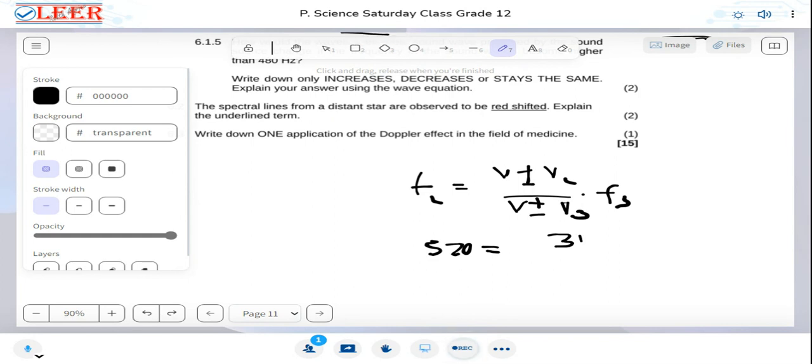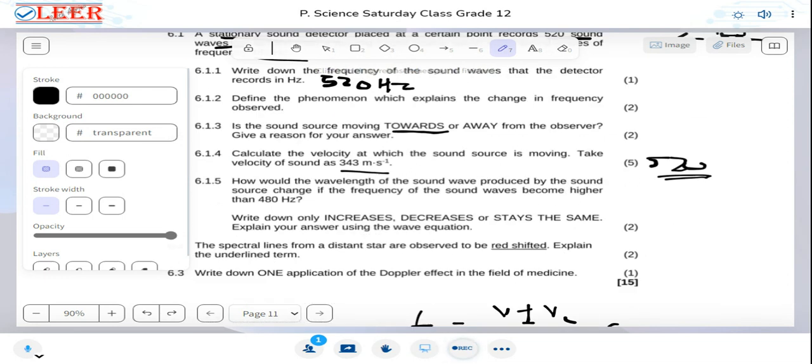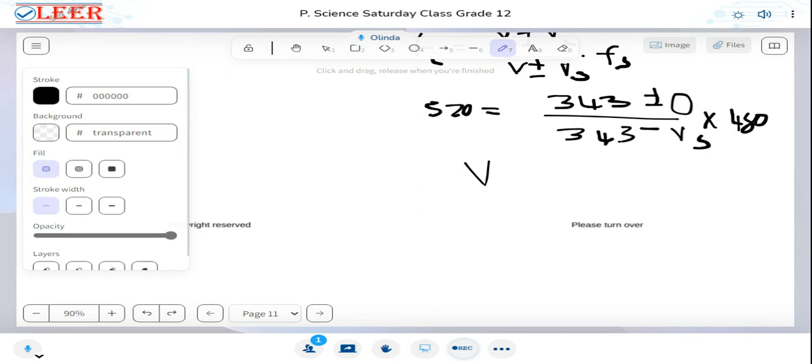So you have 343 over, plus or minus the velocity of the listener. We're told that it's a stationary sound detector, so that is 0. Then we have 343 minus the velocity of the source, because we know that it's moving towards the listener. Multiply all that by the frequency of the source, which is given as 480. Then we have Vs is equal to 26.38 meters per second.